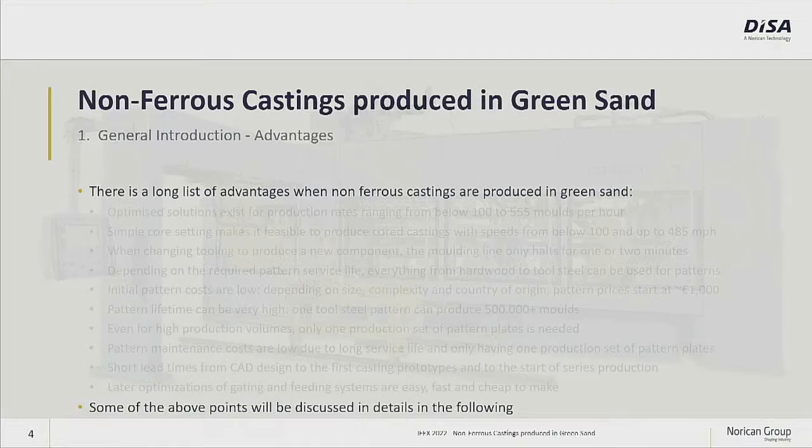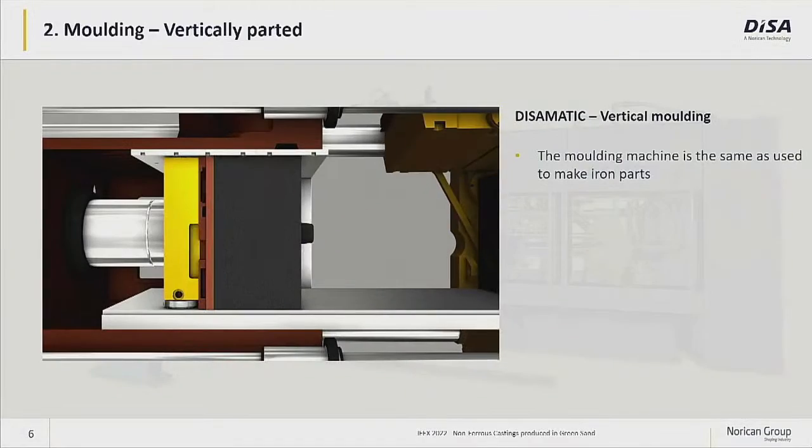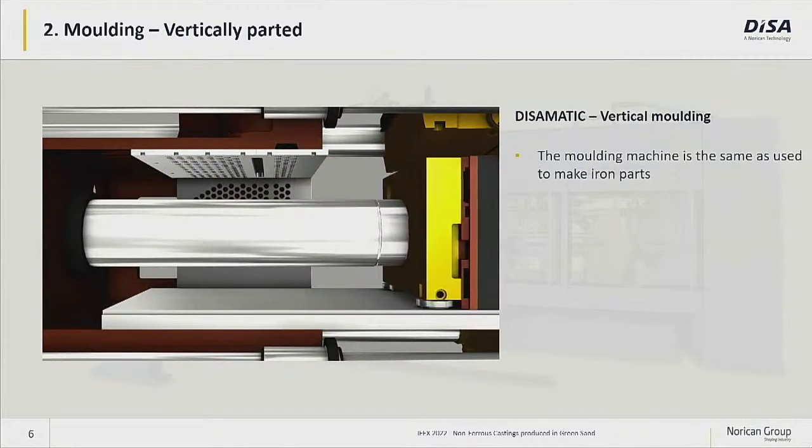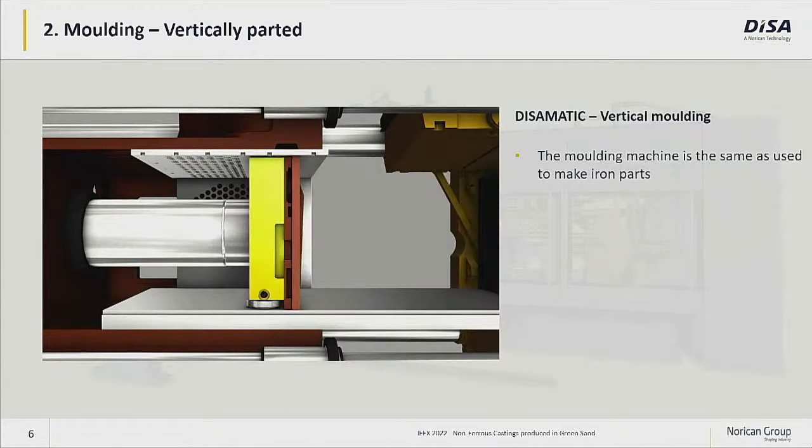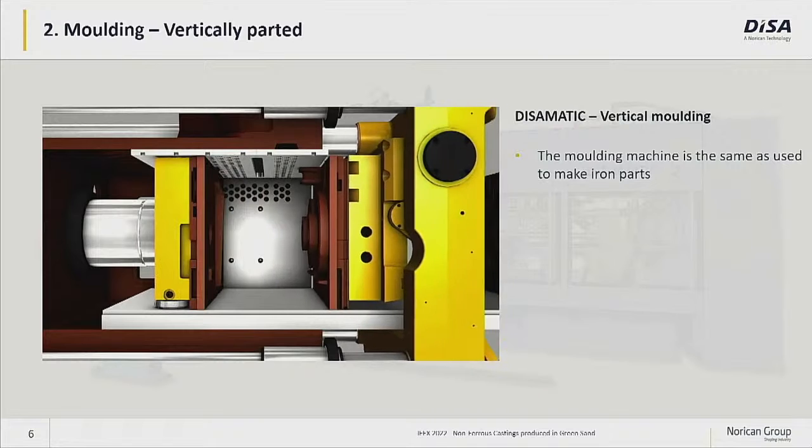So some of these points will be discussed in this presentation. Unfortunately, the time is a little short, so we will only highlight some of the features. So, moving on to molding and sand plant. If we are going to produce aluminum or brass and bronze castings in green sand, the molding machine will be exactly the same. This means we have a proven and very efficient technology available.